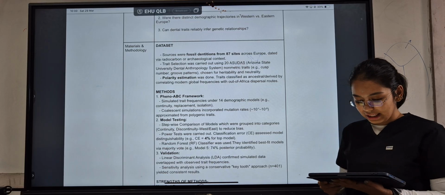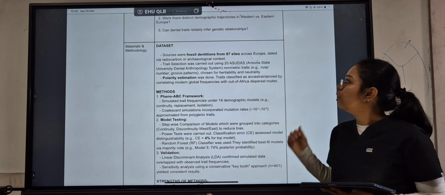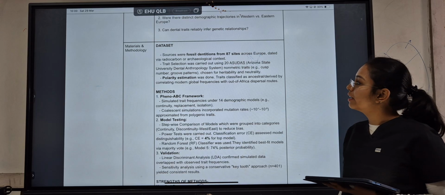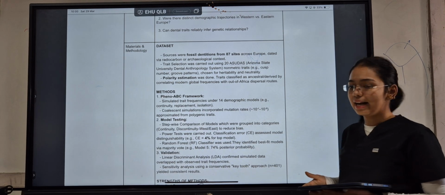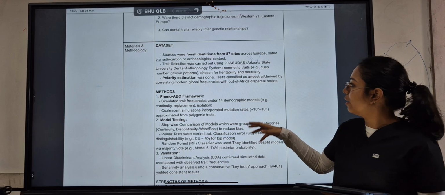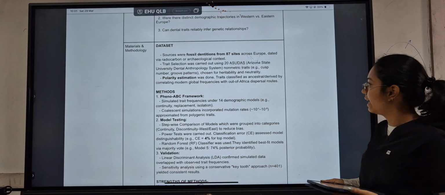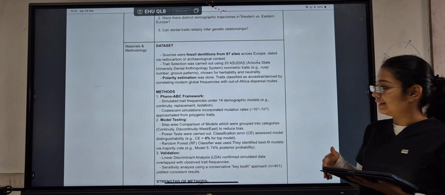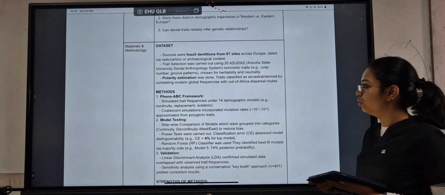The materials and methodology. The sources were fossil dentitions from 87 sites across Europe, which were dated using radiocarbon or archaeological context. Trait selection was carried out using 20 ASUDAS. ASUDAS is the Arizona State University Dental Anthropology System. Non-metric traits, like cusp number and root patterns, were also seen, and were chosen for heritability and neutrality. Polarity estimation was also done. That is, the traits were classified as ancestral or derived by correlating modern global frequencies with out-of-Africa dispersal routes.